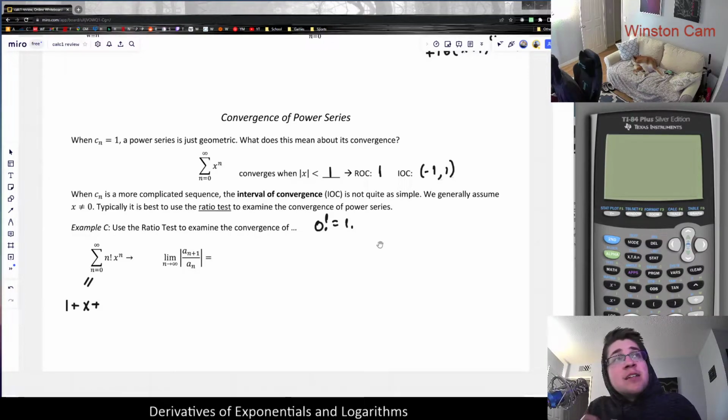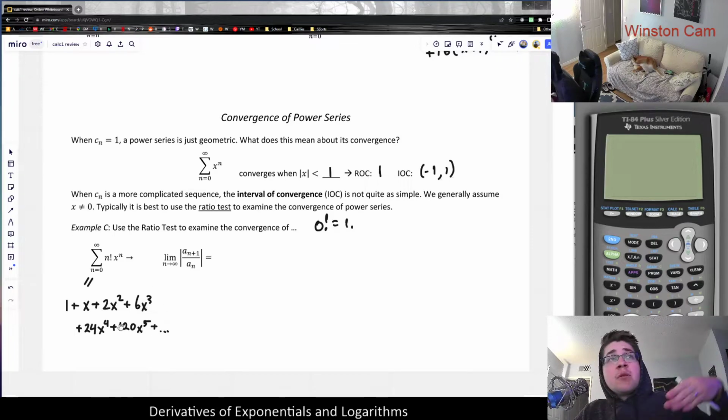The term for n equals 2 would be 2 factorial times x squared. Then it would be 3 factorial x cubed, and 3 factorial is 6. And then we would have 4 factorial, which is 24, times x to the 4th. Essentially, the coefficients for this series will grow very rapidly, because with the factorial pattern, every consecutive integer we plug in adds another multiplication by a larger number. And so the coefficients get larger very, very rapidly. And so the question is, for which values of x does this converge?